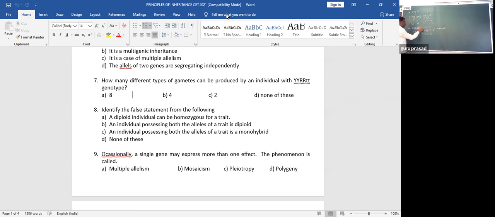If there is at least one heterozygote, the minimal value is 2. So therefore, 2 remains as it is. If there is more than one heterozygous, let us apply it for this question. How many possible gametes would you obtain from this genotype? The answer is very simple. 2 to the power, how many heterozygotes are there? 3 heterozygotes are there. That is equal to 2 into 2 into 2. That is 4 into 2. That is equal to 8. So the possible number of gametes is 8.